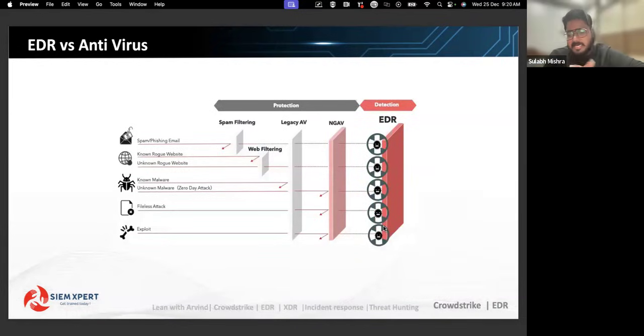Now, let's try to understand the key differences between legacy AV, next gen AV, and then EDR. So, ignore spam or phishing emails as we don't have them. Ignore that particular spam filtering as we don't have it. Now let's consider a known rogue website or an unknown rogue website. You know what a rogue website is, right? Say if it is a malicious site and any of your endpoints is trying to reach out to the rogue website, will your legacy AV block it?